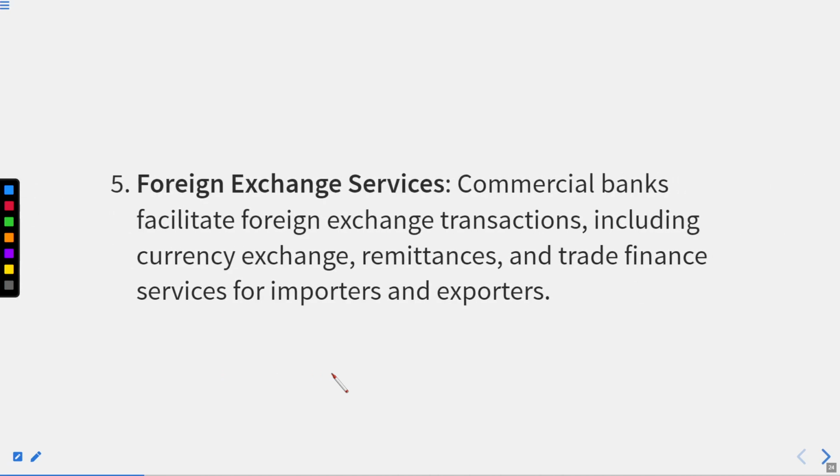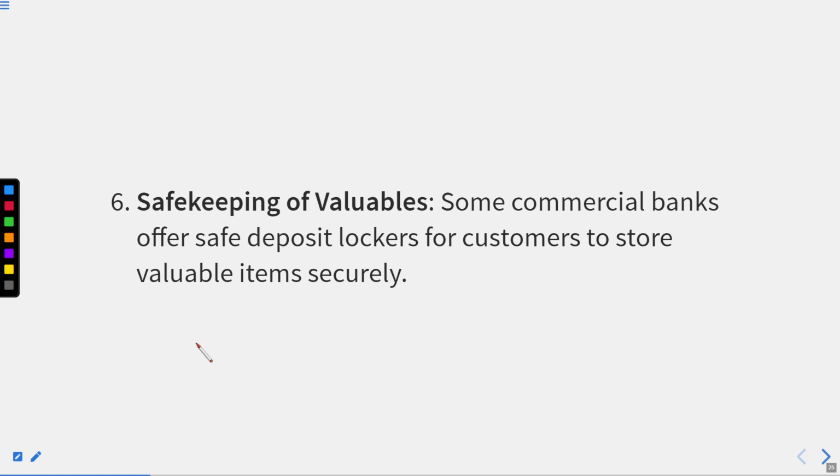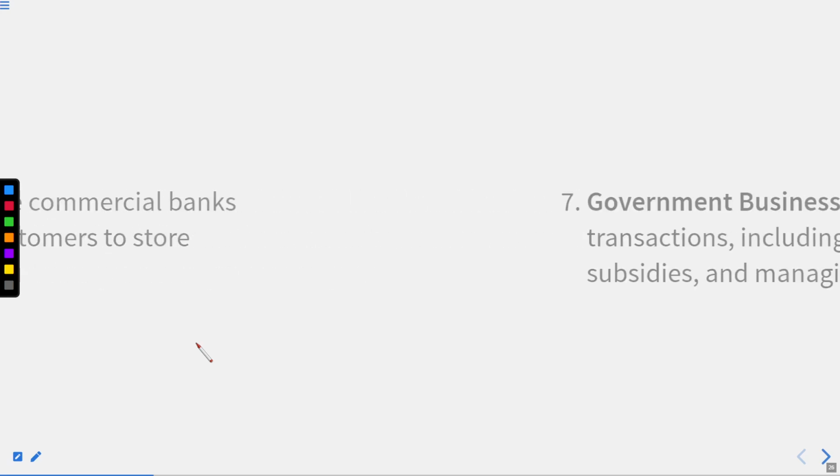Okay, foreign exchange services. Commercial banks facilitate foreign exchange transactions, including currency exchange, remittances, and trade finance services for importers and exporters. All right. Like, if someone is buying something and someone is selling something, the bank will deal on behalf of them to make the payment or to accept the payment. All right. Then comes the safekeeping of valuables. Some commercial banks offer safe deposit lockers for customers to store valuable items securely. All right. If you want to secure your valuables, you can go there.